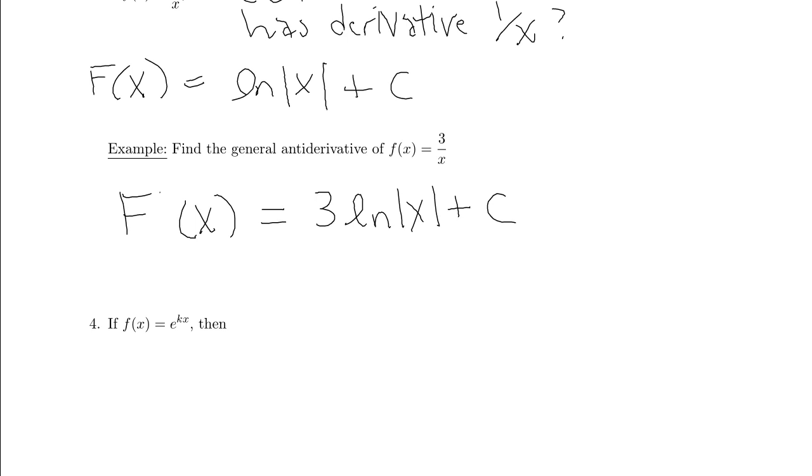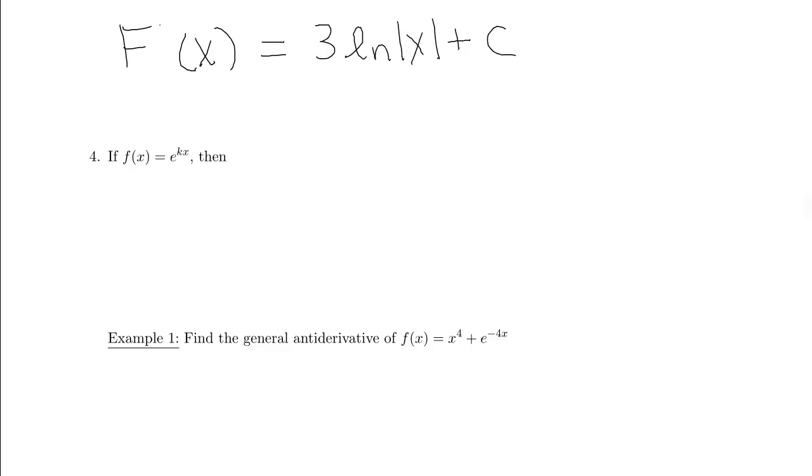Okay, next rule involves exponential function. So if our function is e to the power of some constant times x, what would its antiderivative be? Well, we want a function whose derivative is e to the kx. We know that e to the x is its own derivative, and if you have something like e to the power of 2x, you know that e to the power of 2x actually appears in its own derivative, right? So we need e to the power of kx to be part of the antiderivative because we know that the derivative of this is going to involve e to the kx.